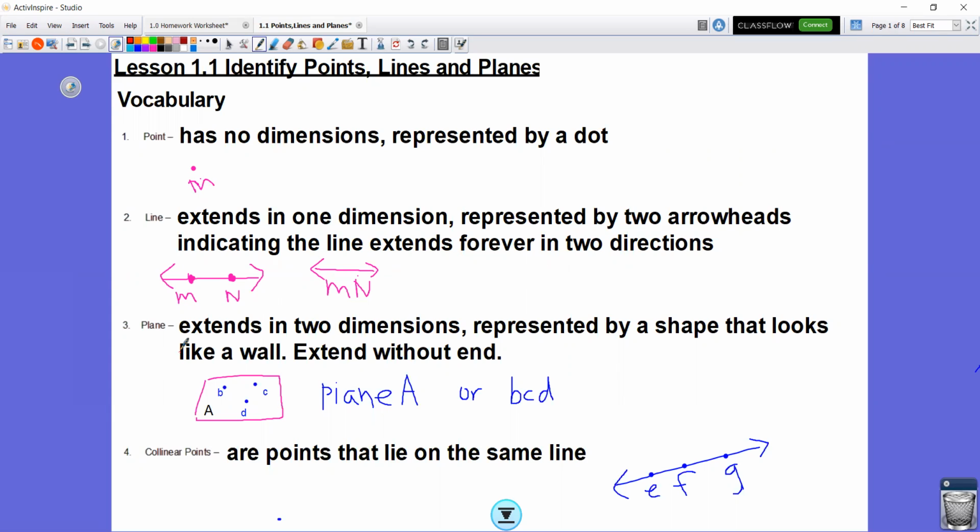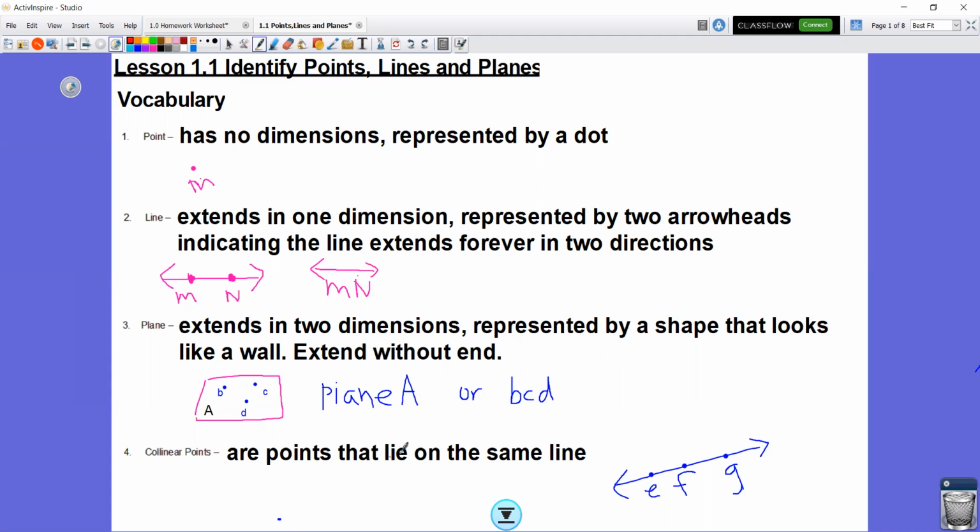A plane is like a rectangle or a piece of paper or like a flat wall. There are multiple points on the plane. Typically, a plane can be named with a capital A, or you can use any 3 points on the plane. So this is plane A or BCD. You can change the order of the letters. It could be CBD or DCB or whatever.